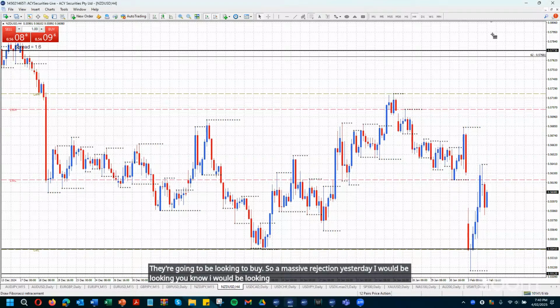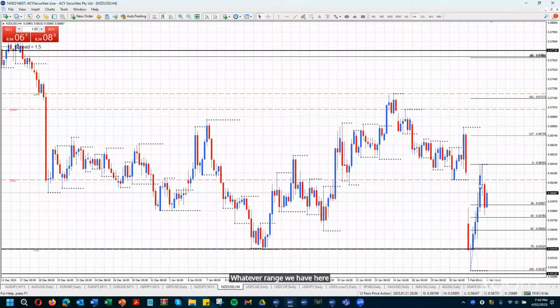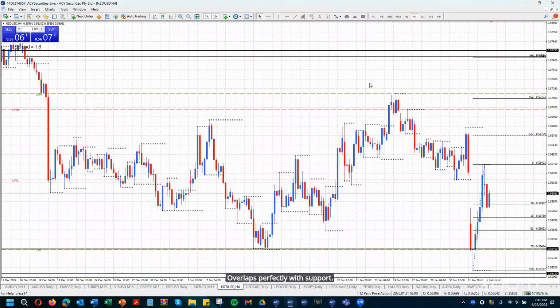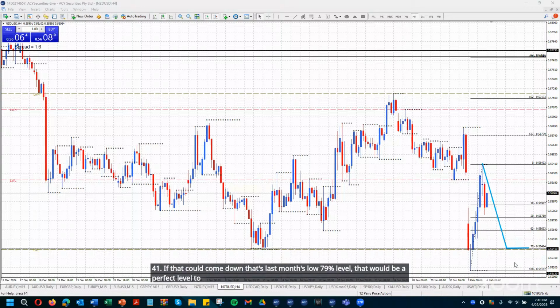for, I don't know what price is going to do. Some news is coming out from New Zealand tomorrow, but whatever range we have here, look at that 79% level, it overlaps perfectly with support, the weekly support at 55.41. If that could come down, that's last month's low, 79% level. That would be a perfect level to watch for a pullback to, if it can come around. Now, whether or not it comes around, I don't know. You may have already missed the opportunity to trade down there.